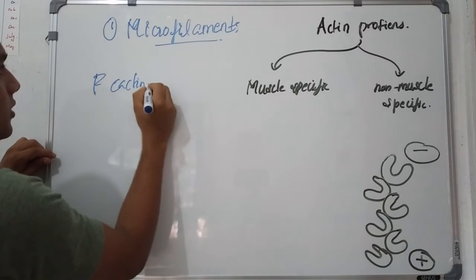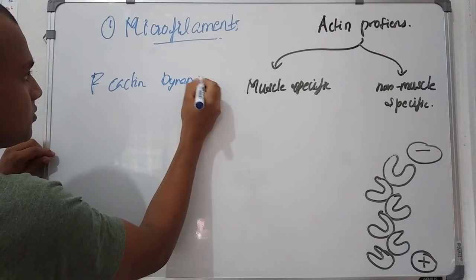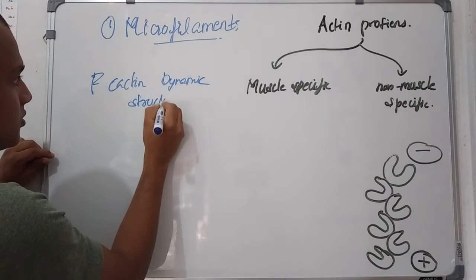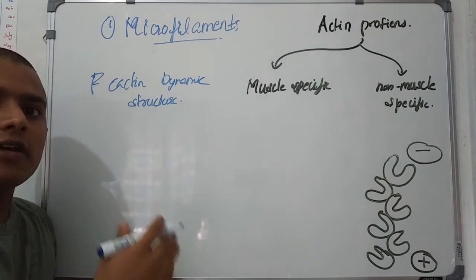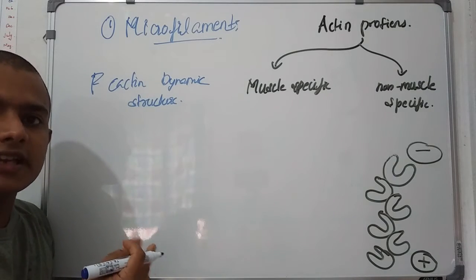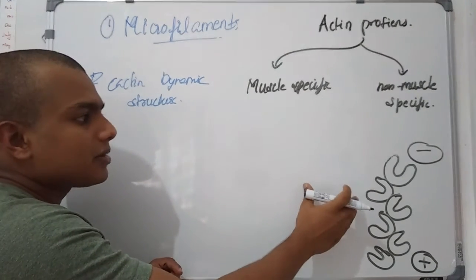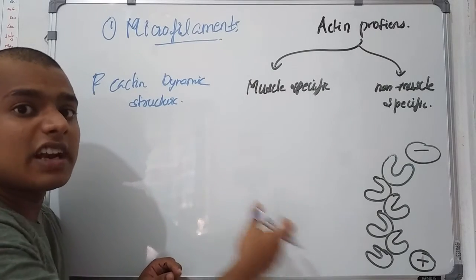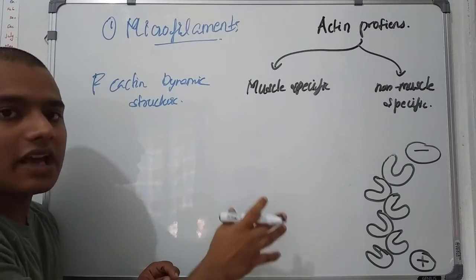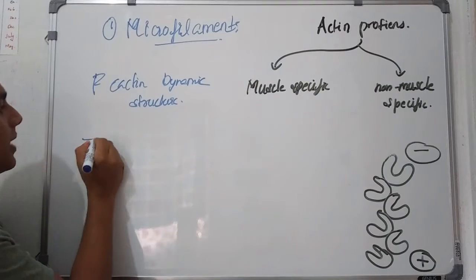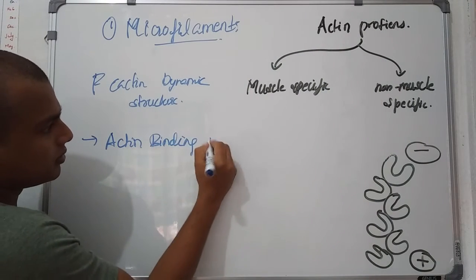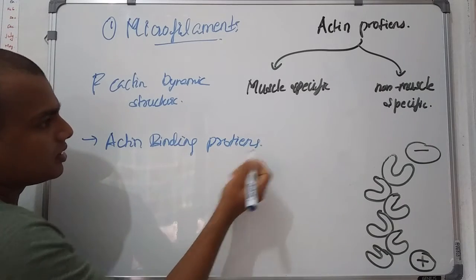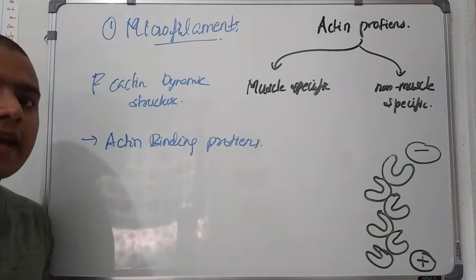F-actin is a dynamic structure, which means it can assemble and reassemble relative to the factors governing its dynamics. For example, like temperature and pH, it can change its position and rearrange itself relative to the factors affecting its dynamics. And this dynamics is governed by actin binding proteins. These proteins govern the dynamics of the actin protein.